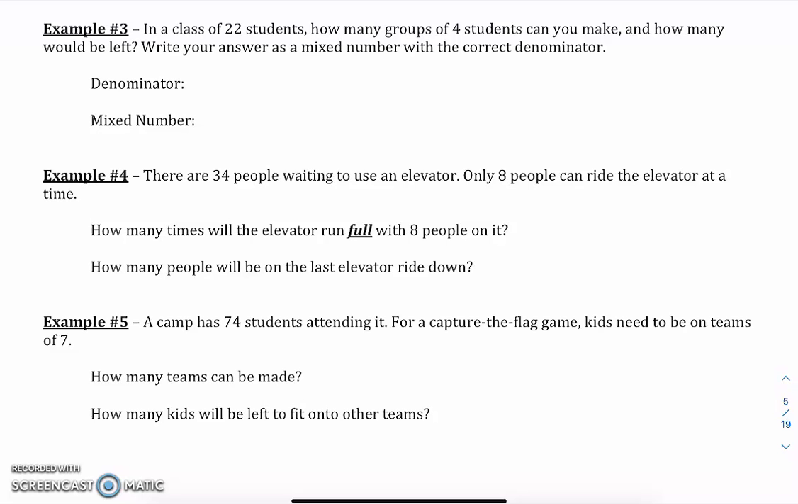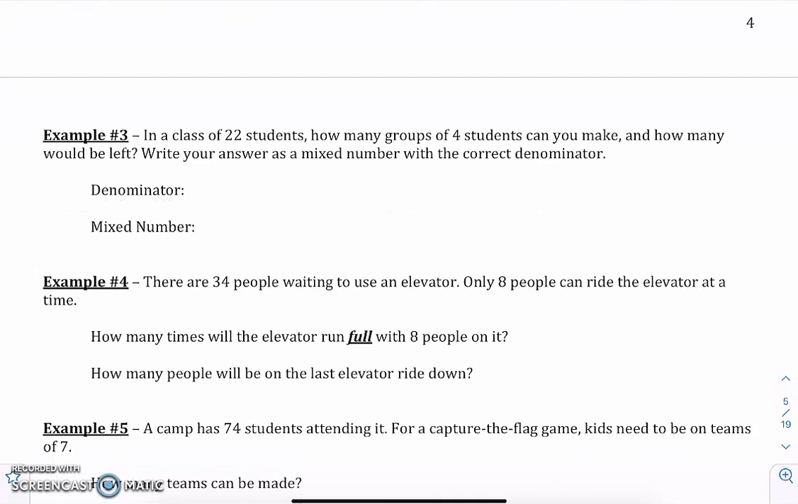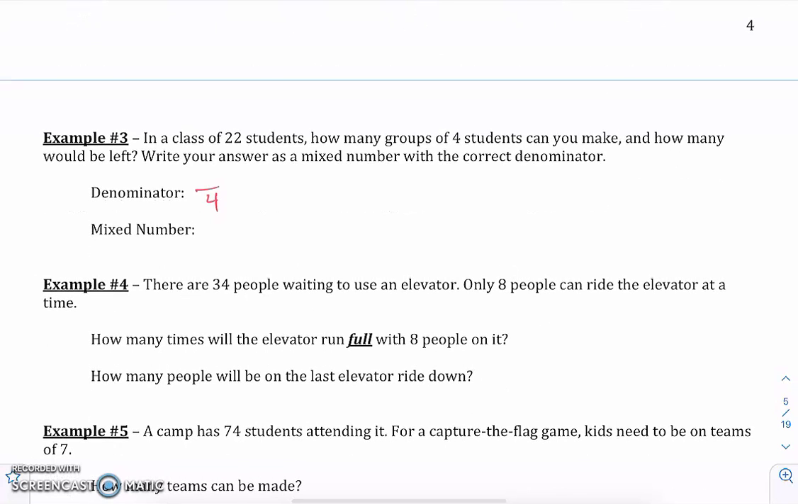So if you're making groups of 4, that's going to be your denominator, fourths. So as a mixed number, we've got to think, okay, how could we make 22 kids divided into 4 groups? How do we make an improper fraction into a mixed number? We need to divide. So 22 divided by 4. 5 times 4 would give you 20. And 2/4. So that would be your fraction.